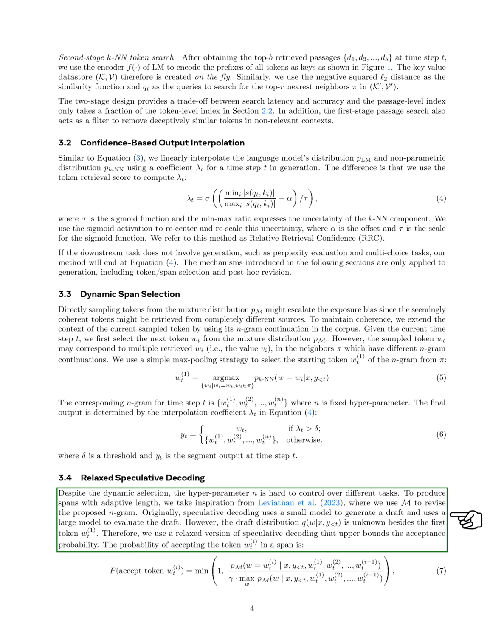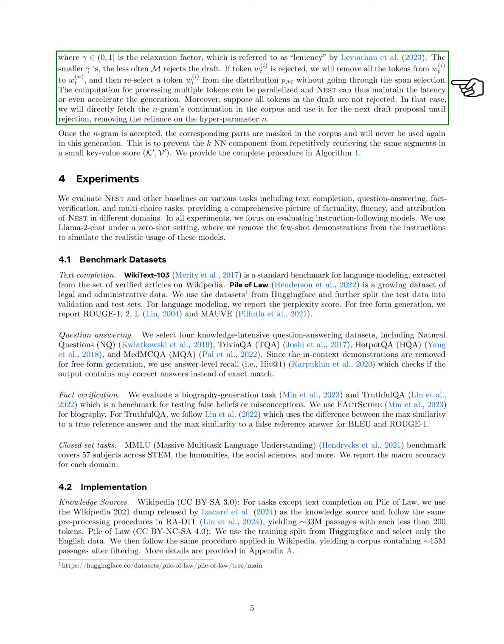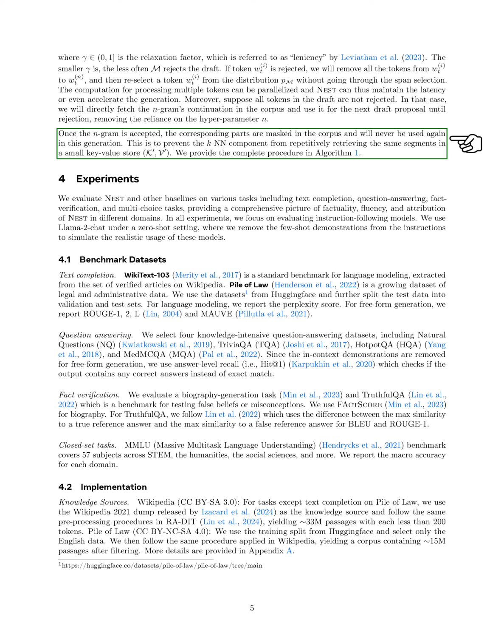Furthermore, we explore relaxed speculative decoding to adaptively control the length of generated spans. By introducing a relaxation factor, we can adjust the acceptance probability of tokens in a span, allowing for more flexibility in the generation process. This approach helps in generating coherent and varied text outputs.